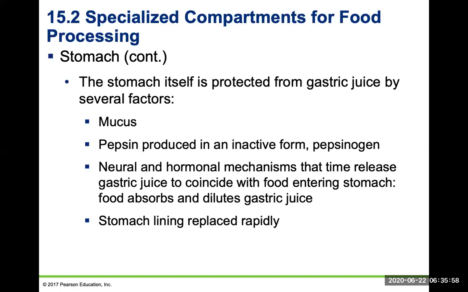The stomach itself is protected from that acidic gastric juice by a mucus layer, pepsin, and neural and hormonal mechanisms that time release gastric juices to coincide with food entering the stomach. And the stomach lining is replaced very rapidly. Because it's such an acidic environment, you can also develop ulcers. So the stomach lining is replaced rapidly, and there's also a layer of protection of mucus from that acidicness.